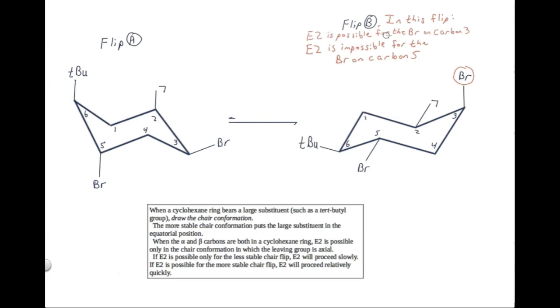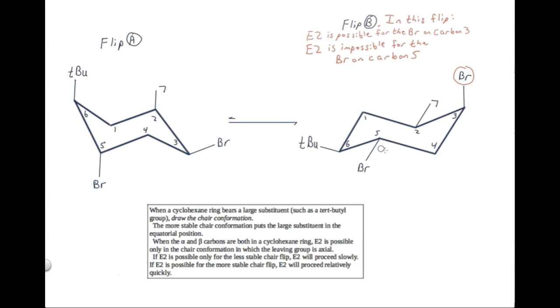In this chair flip, E2 is possible for this bromine because this bromine is in an axial position. And E2 is impossible for this bromine because this bromine is in an equatorial position. So now we can continue to try to draw the mechanism for the major product. Again, the major product will use this chair flip, not this chair flip, because this is the preferred chair flip.